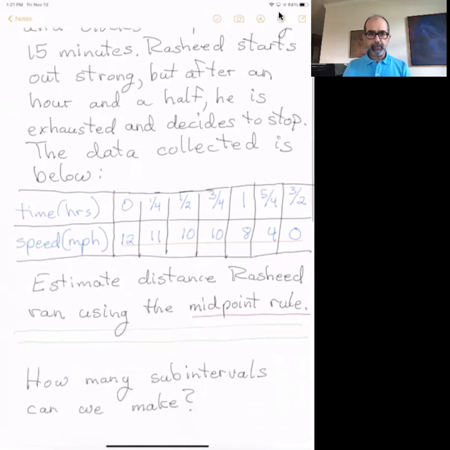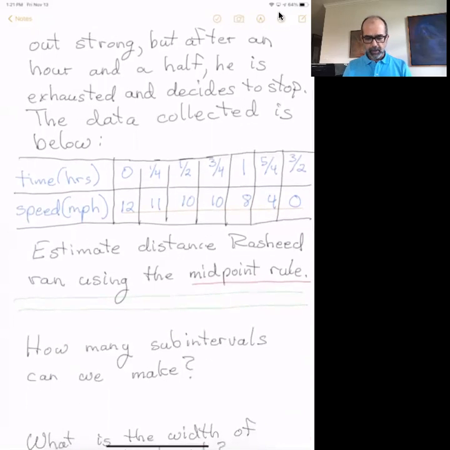So as you can see, he starts off pretty strong. At time 0, he's starting off really fast at 12 miles per hour, keeps on going every 15 minutes, and then he comes to a dead stop after 90 minutes, which is 3/2 of an hour, or an hour and a half.